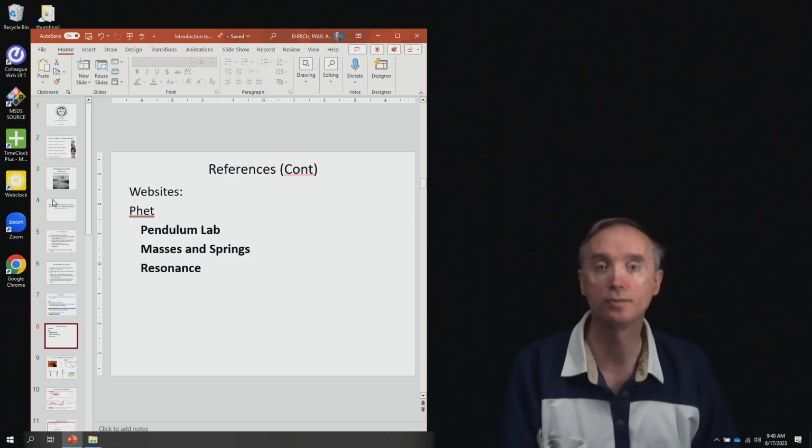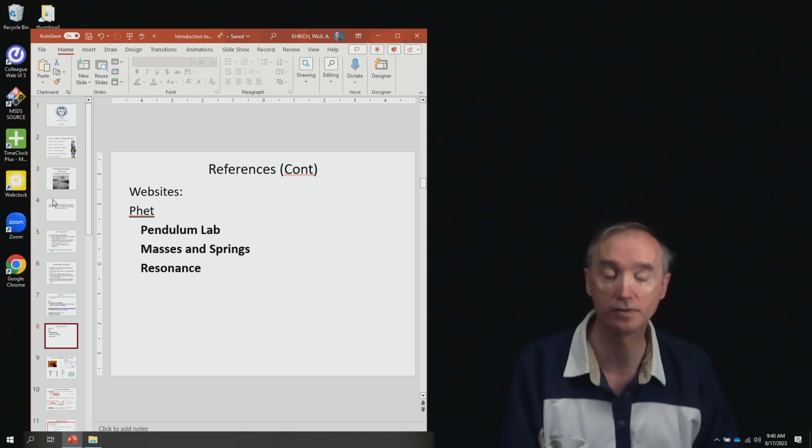And then there are also going to be some PhET simulations that you might find useful. We're going to look at the one for the pendulum, and then masses and springs, and then there is another one called resonance.